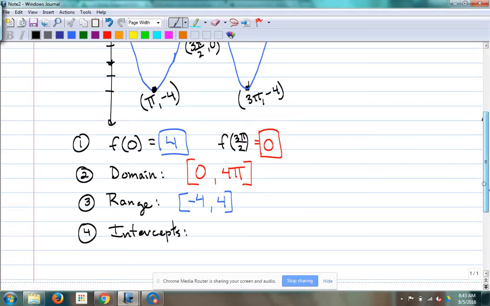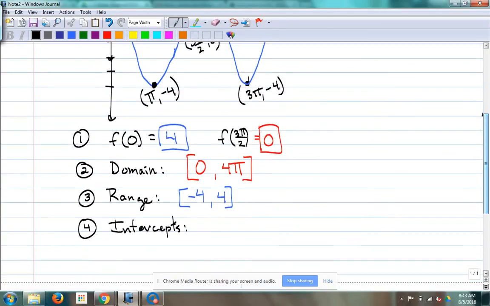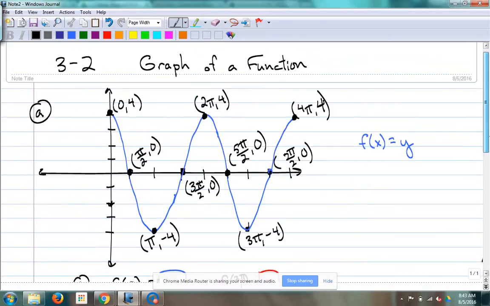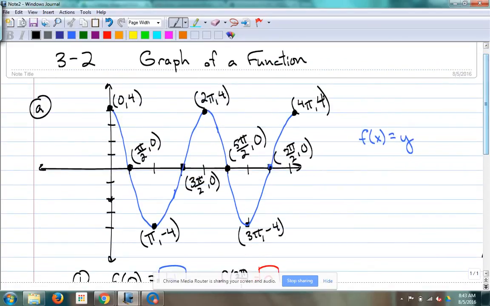Okay, so what kind of intercepts are we concerned with? The X intercepts and then the Y intercepts, or Y intercept for this one. So we look at that graph, and we'll get the easy one first. What's the Y intercept? 0, 4, right? The ordered pair, (0, 4).